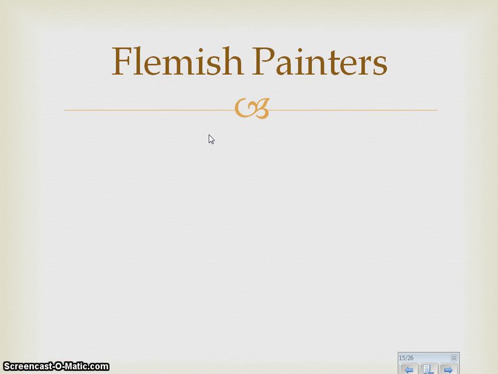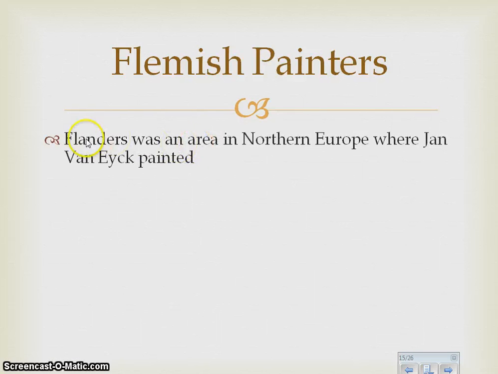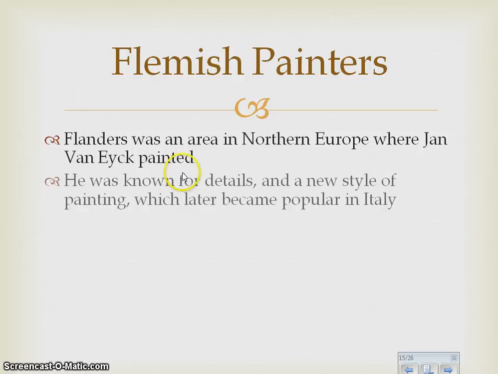Then we have the German painters and the Flemish painters. They're also known in the Northern Renaissance. One of the most famous Flemish painters is known as Jan van Eyck. Jan van Eyck, he is painting in Northern Europe. He was known for very small details. And he also created a new style of painting, which ends up becoming popular in Italy. So if you can imagine, Jan van Eyck learns from Italians, then goes past, creates a new style, which later Italians learn from him. Okay.